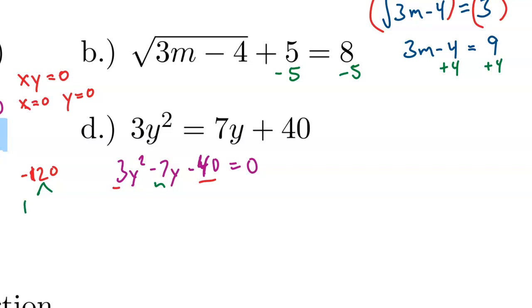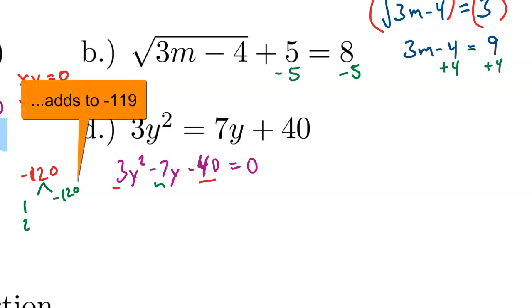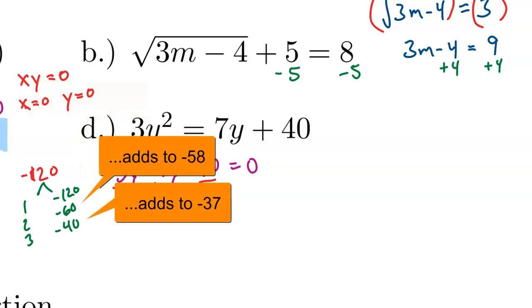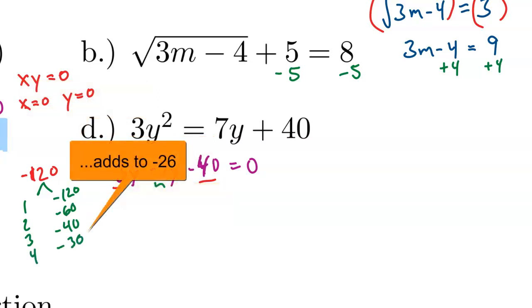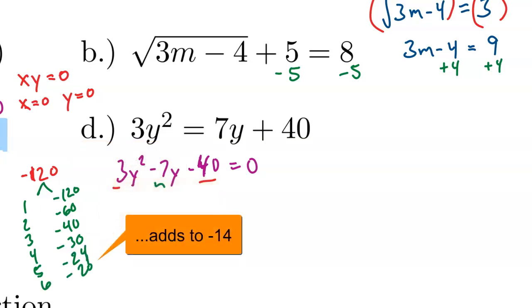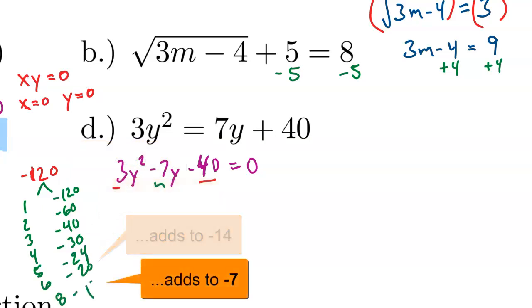So starting with 1 and 120, I could take 1 and negative 120, 2 and negative 60, 3 and negative 40. There's a whole lot of numbers in this list. 4 and negative 30, 5 and negative 24, 6 and negative 20, and 8 and negative 15, and there we have it. That's the pair that's going to work. 8 and negative 15 add to negative 7.